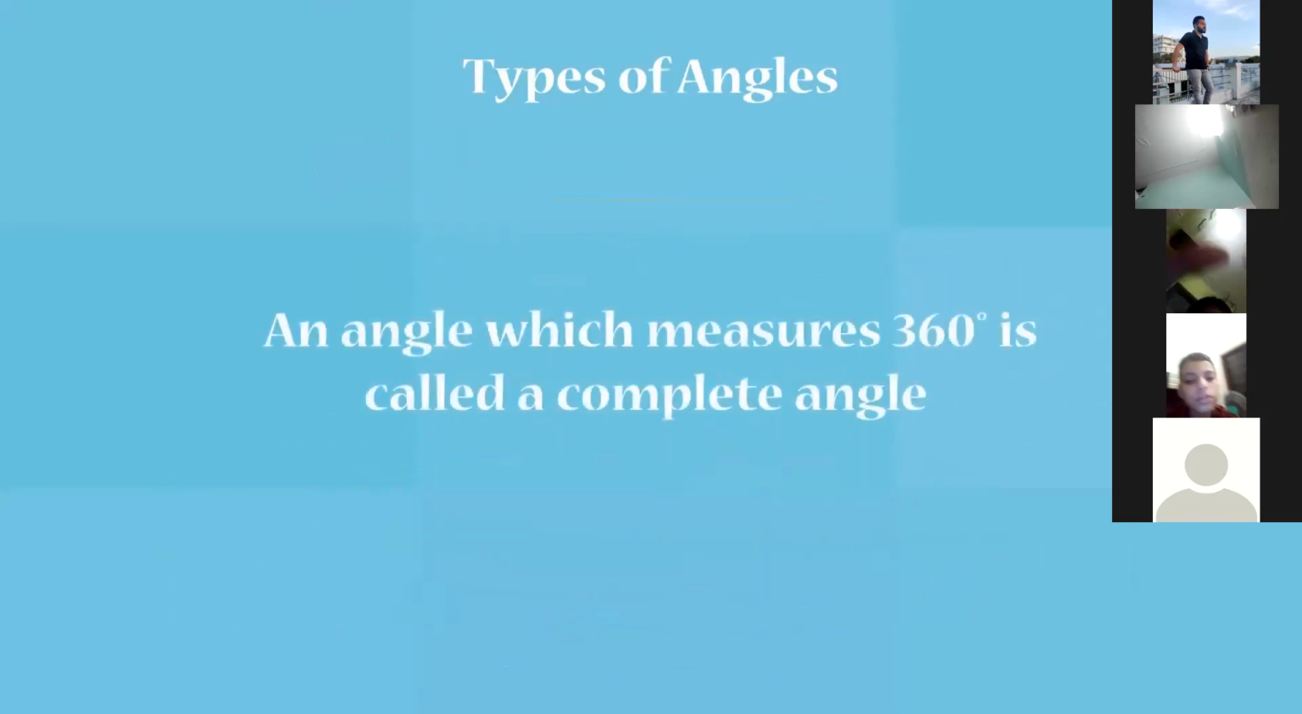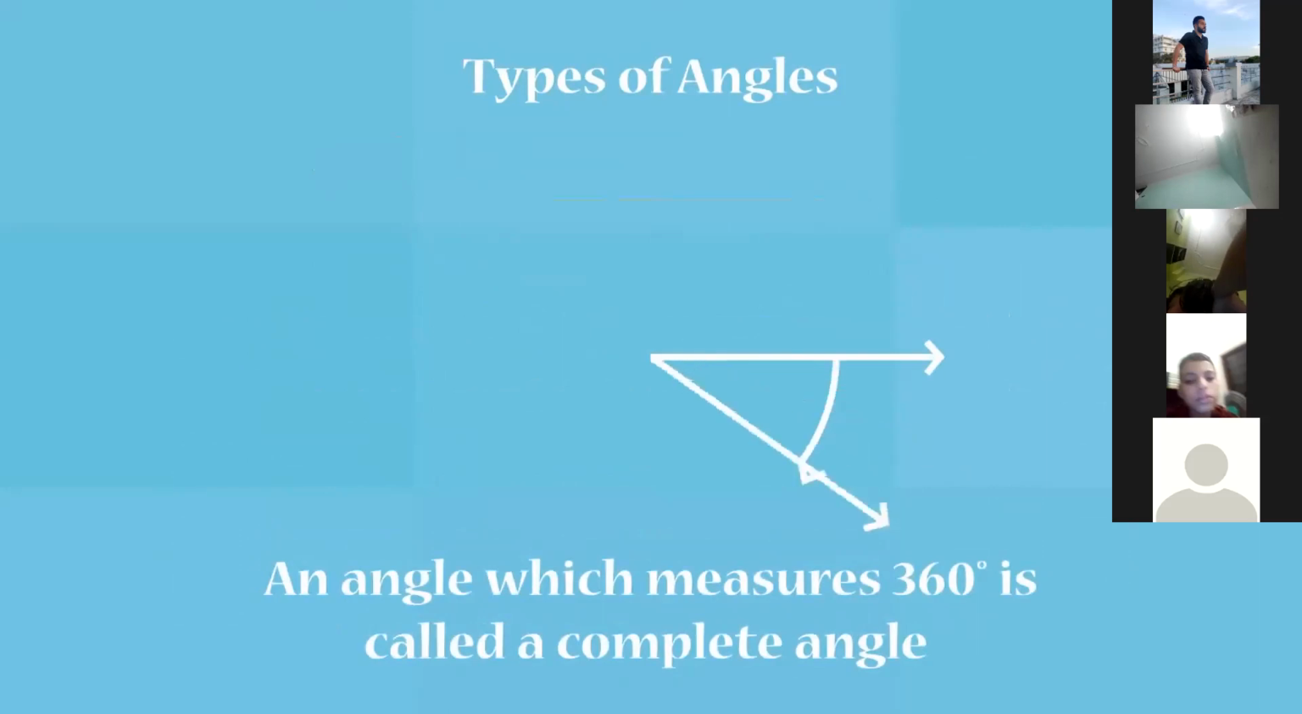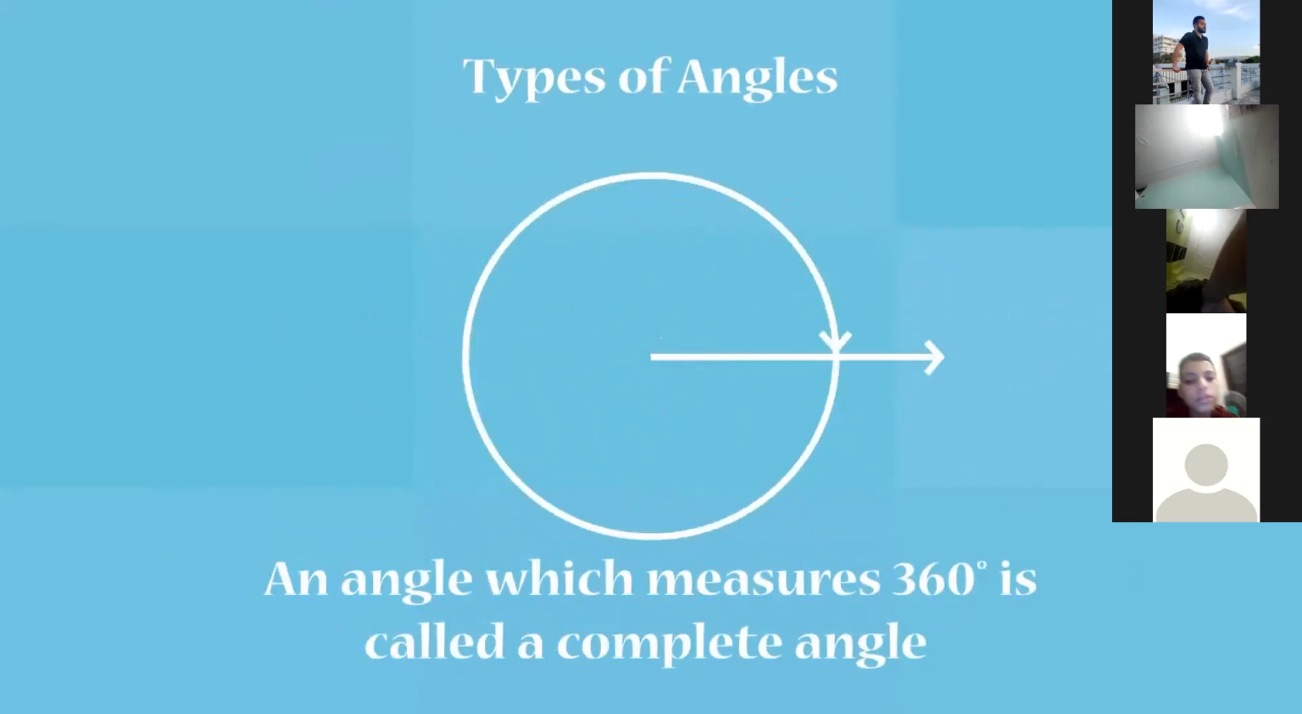An angle which measures 360 degree is called a complete angle. When the arms of an angle take one full turn, it is a complete angle.